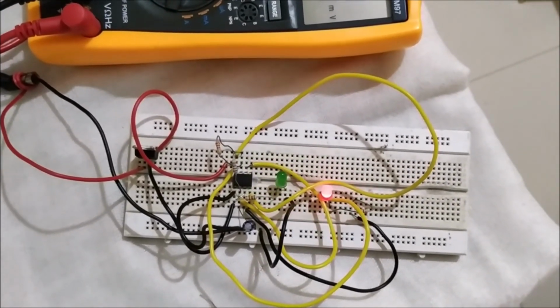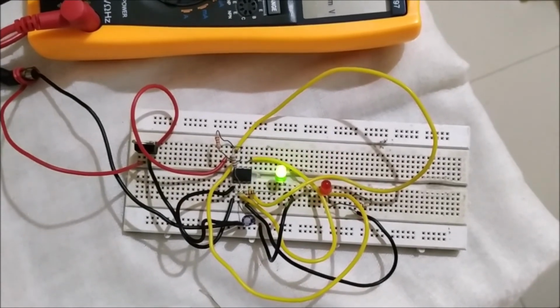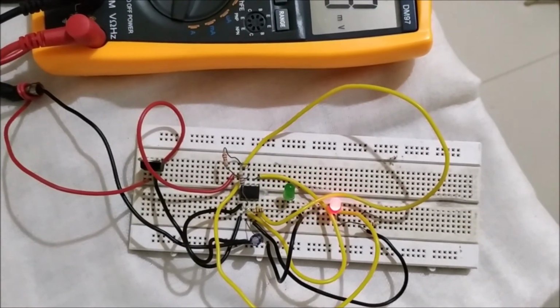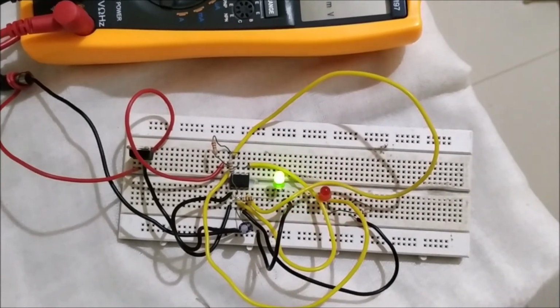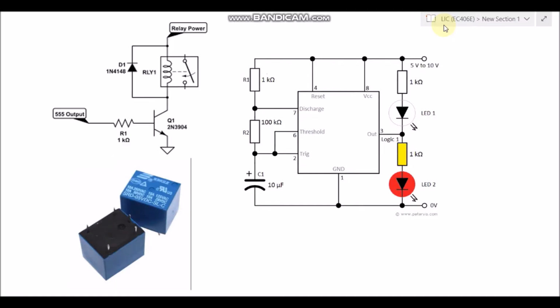So as we know, the frequency of oscillation is given by 1.44 divided by (RA plus twice RB) times C. The output of the astable can be shown on a CRO, but as we do not have a CRO at this moment, we can show the output by means of an LED. So the output can be connected here as shown.